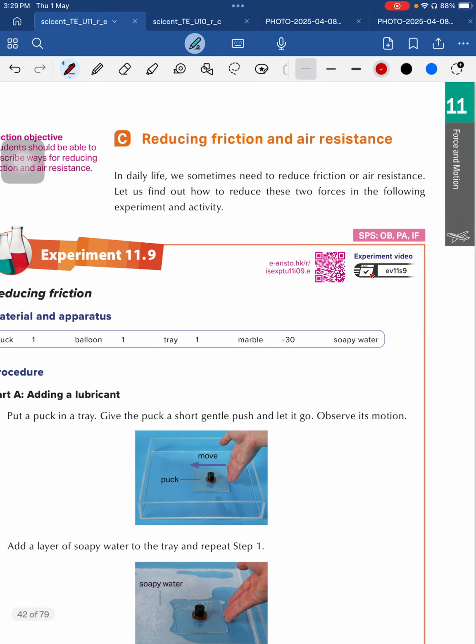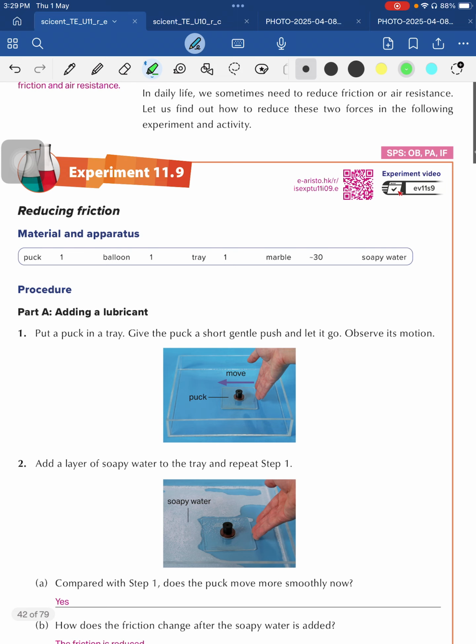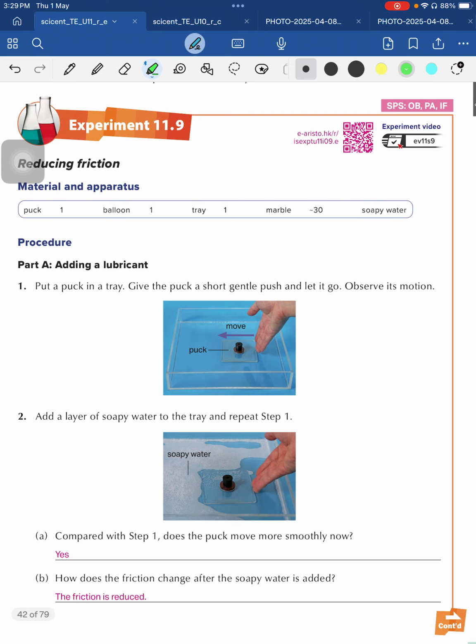So, in order to learn more about friction and air resistance, we will try to reduce the friction and air resistance. So how to reduce it? Let's have an experiment 11.9. We try to have some idea about reducing the friction. For part A, we try to add a lubricant. Please remember how to spell this word. Now we have a puck placed in a plastic tray, and then we give it a push. You find that it's rather difficult to make it move because the friction is a bit large.